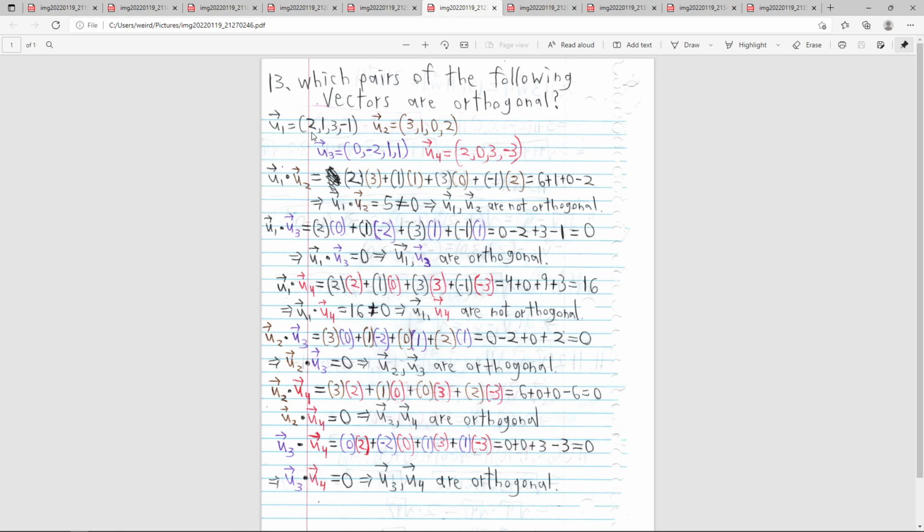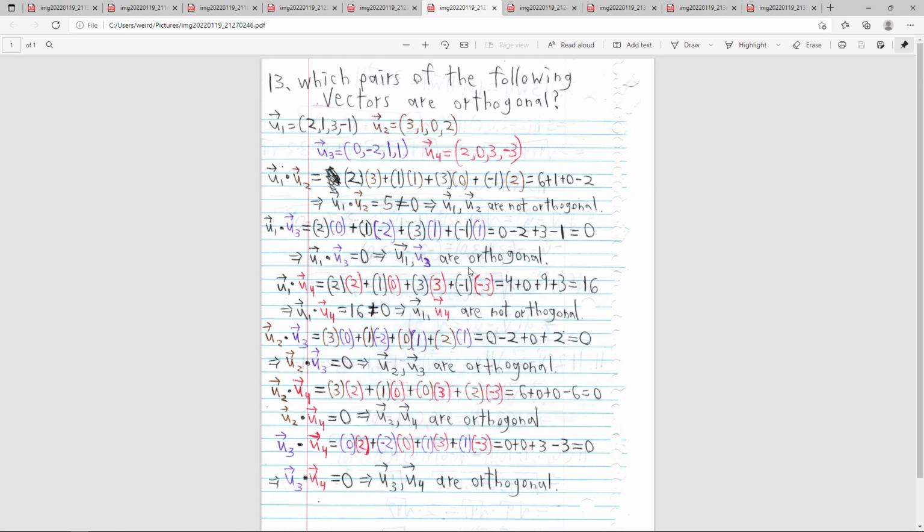So here we have 4 vectors, and we're checking each pair. There's a decent amount of work here. U1, U2, U3, U4 is color-coded. They're only orthogonal if the dot product is equal to 0. So it's the normal dot product process.